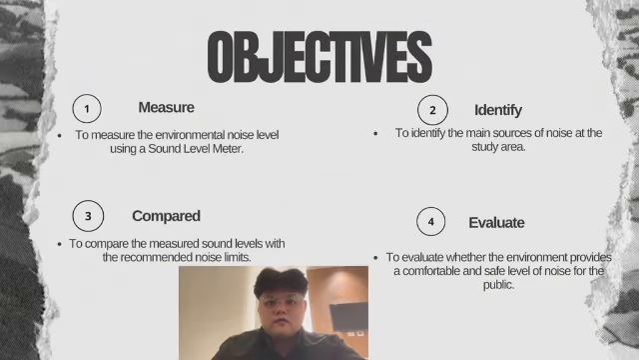For the objective, we have 4 components, which is measure, identify, compare, and evaluate. For the measure is to measure any environmental noise level using a sound level meter. The second one is identify, to identify the main source of noise at the study area. The third one is compare, to compare the measured sound level with the recommendation noise limit. Lastly, evaluate, to evaluate whether the environment provides a comfortable and safe level of noise for the public.